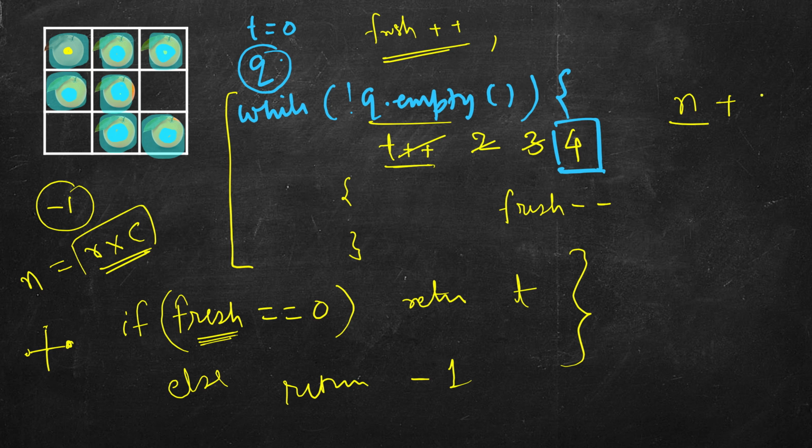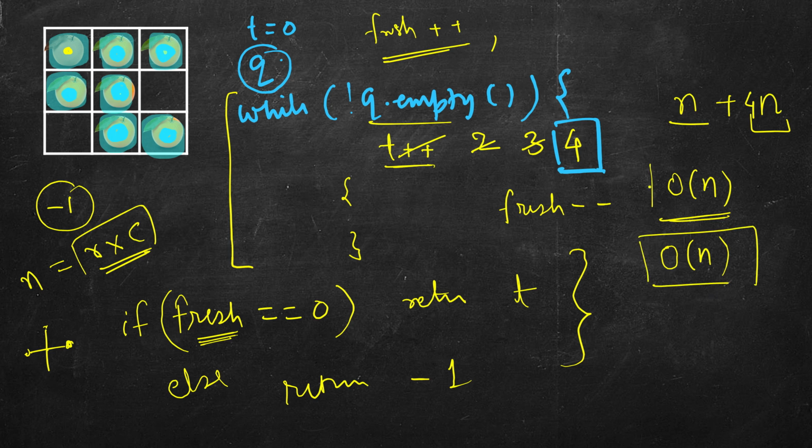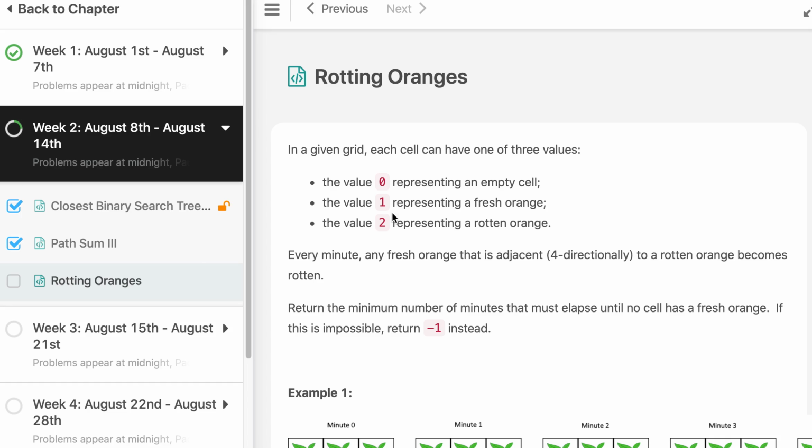So again we can have time, some factor of n, looking at all the 4 neighbors. So worst case, again it's O of n, and space can be O of n, since in the queue we can insert maybe all oranges are contaminated, so we will insert all of them. So space can also be O of n, and time is also O of n. So now let's write the code for this.